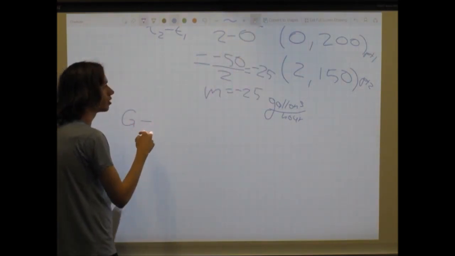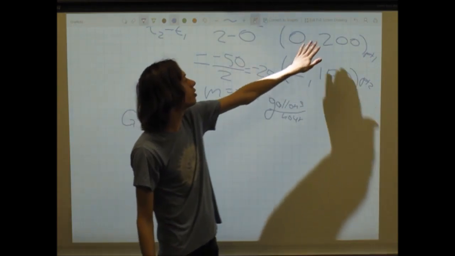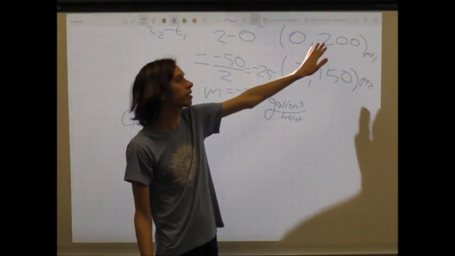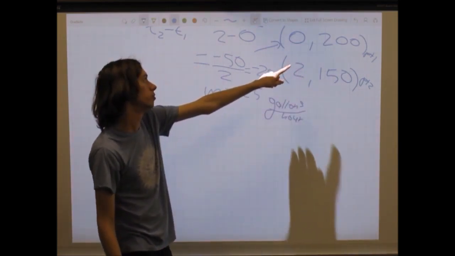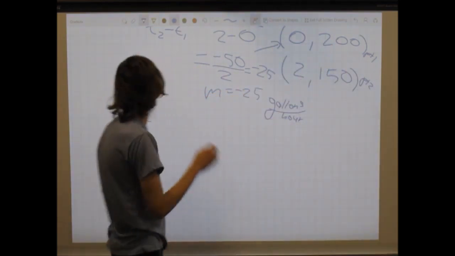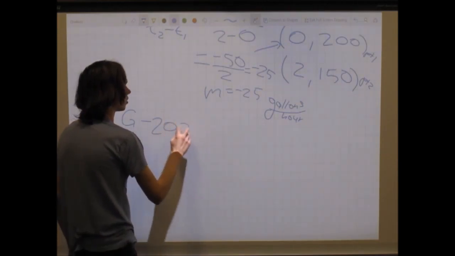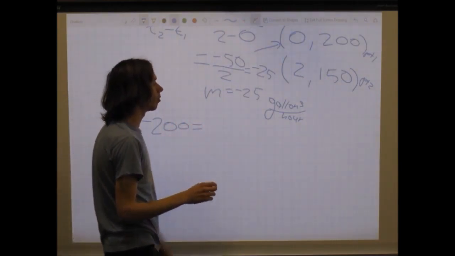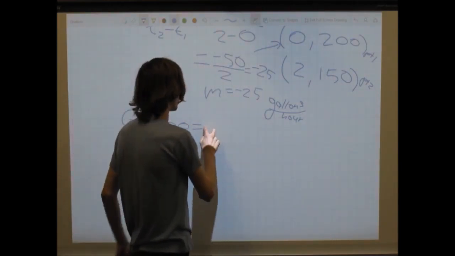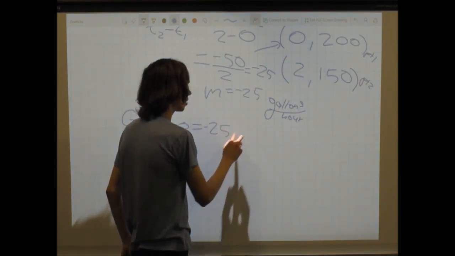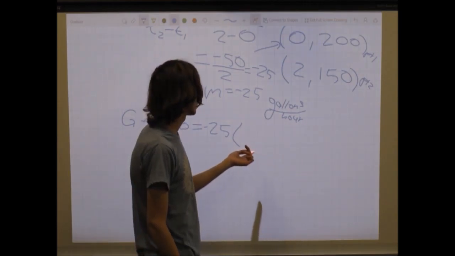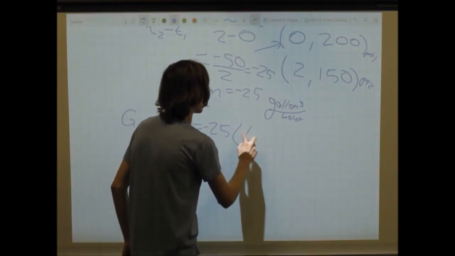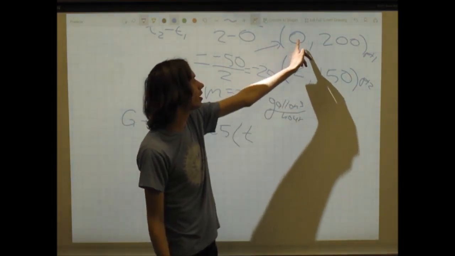Okay, so g minus g1, which we'll just go ahead and use this point because it has a 0 in it. There'll be less calculations, so we'll use this point right here. So our g value for this point is 200. So g minus 200 equals m, right? Slope, which is negative 25, times t minus t1, right? That's what it would say next. So we're going to put t, and then our t value is just 0.